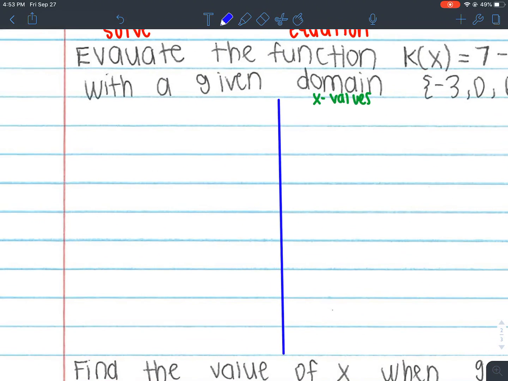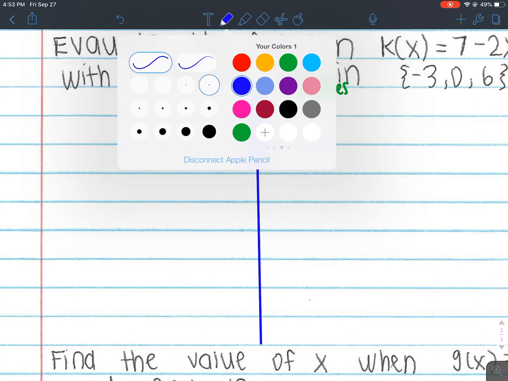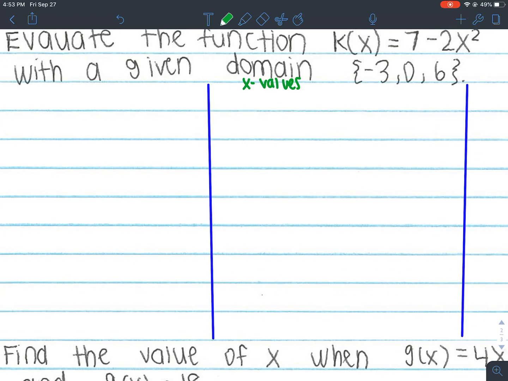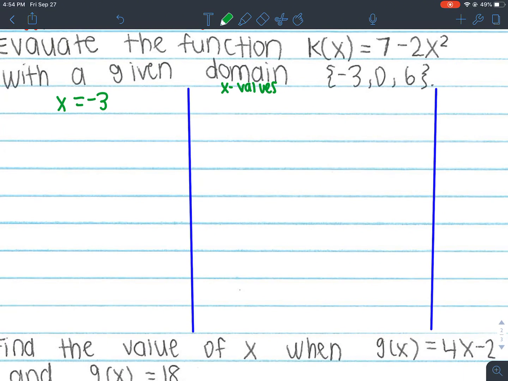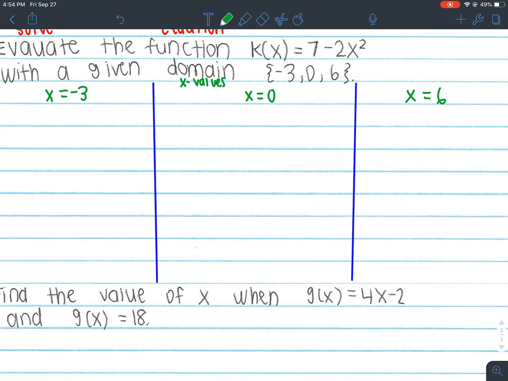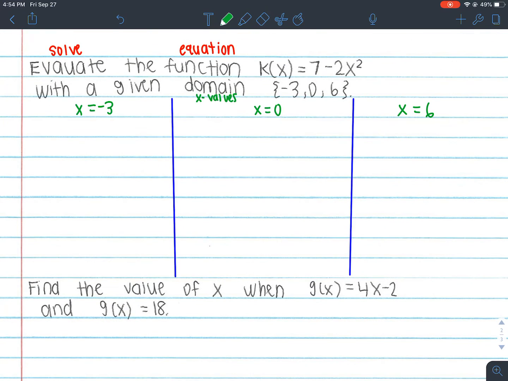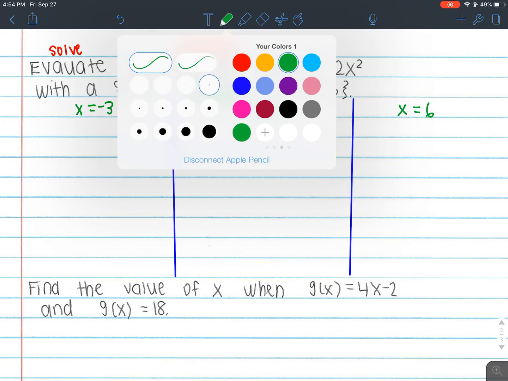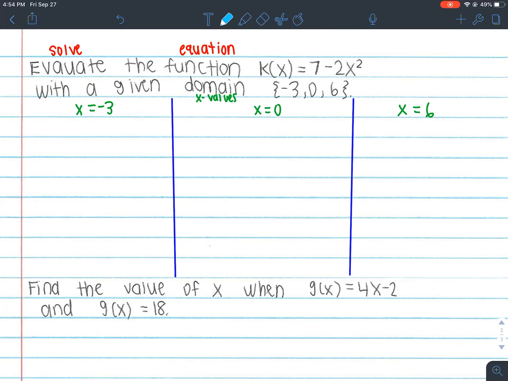Now, remember, our domain are our x values. So the first x value they provide me is -3. The second x value they give me is 0. And the third x value they give me is 6. Now, I'm saying x equals because it's domain. If it were to give me the range, I would do the opposite and say y equals. So we have k of x equals 7 minus 2x squared. So I'm going to go ahead and copy down my function here.